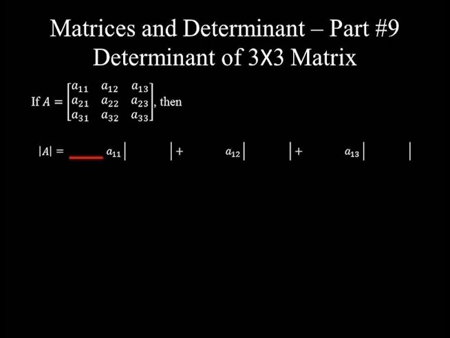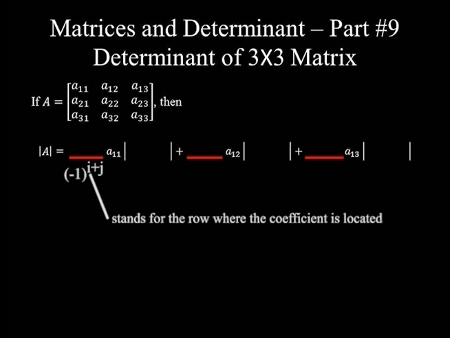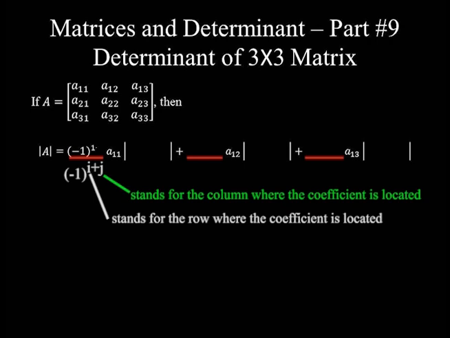I left these spaces in front of each coefficient intentionally. The sign of the coefficients alternates between positive and negative depending on the position where that element is located. So the formula we use to determine the sign of the coefficient is -1 to the power of i plus j, where i is the first subscript, which stands for the row where that coefficient is located, and j is the second subscript, which stands for the column where that coefficient is located. The formula for determining the sign of a sub 1 1 is -1 to the power of 1 plus 1. The first 1 is derived from here, and this second 1 is derived from here.